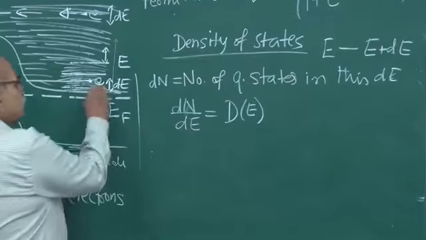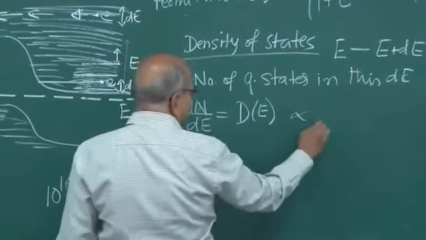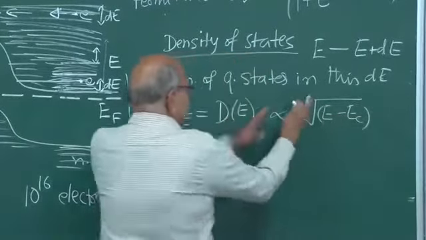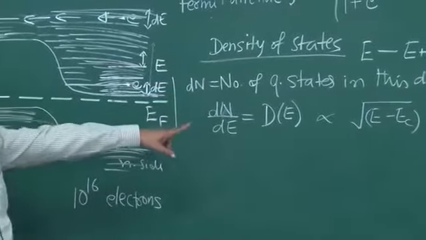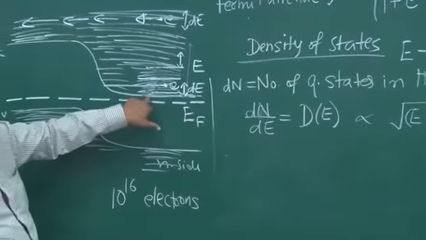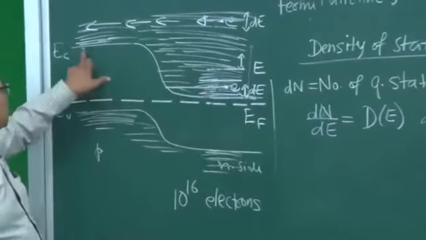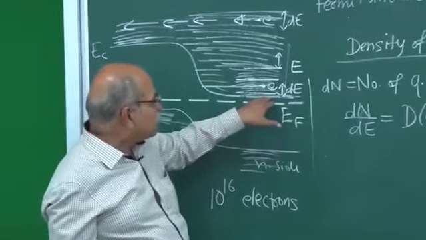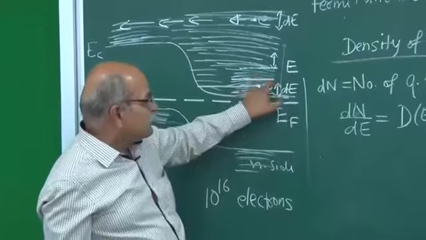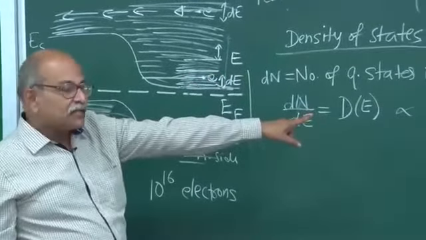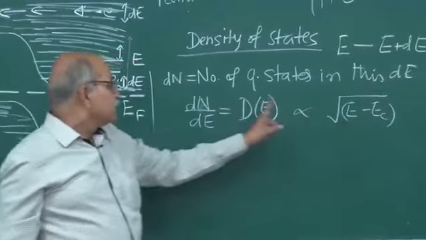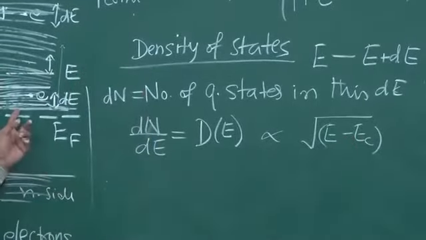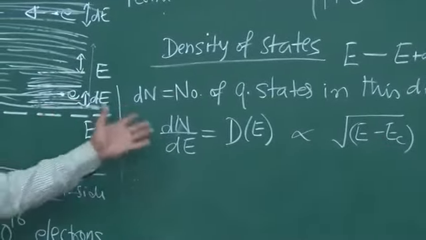In the conduction band, it turns out that D(E) is proportional to the square root of E minus EC. There are some factors here, but energy-wise this is the dependence. Remember, the bottom of the conduction band I am writing as EC. So the number of quantum states available in a given dE is proportional to this. As you increase E, this number increases. At E equal to EC, right at the bottom of the conduction band, this number is 0.